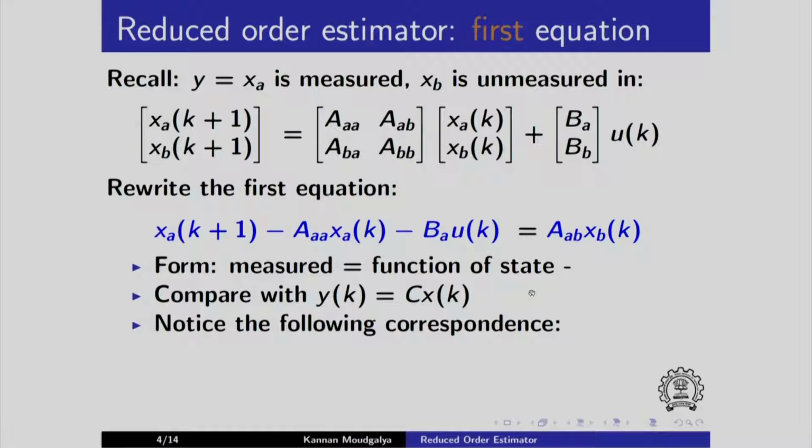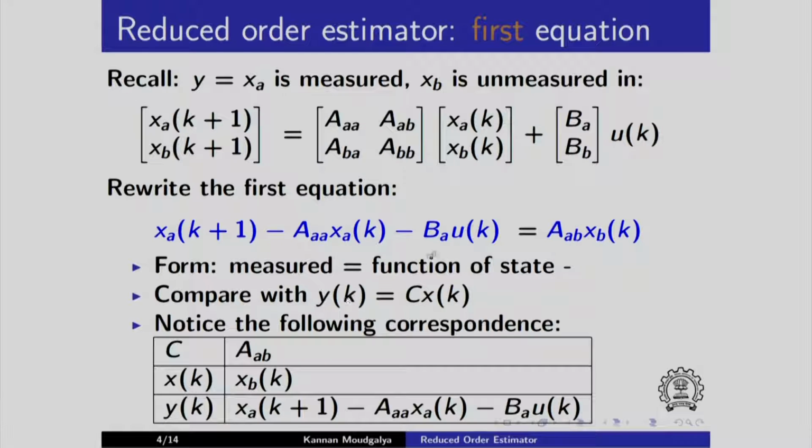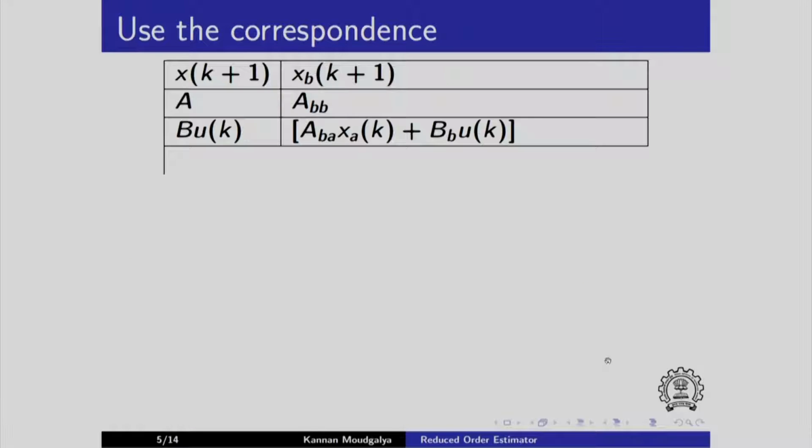And let us notice the following correspondence. In the place of C I have AB. In the place of X I have XB. In the place of Y I have this entire thing, I have put it here. So let us combine these two tables. The set of correspondence we obtained in the previous slide through the first table, and here is the second table. Let us put them together.